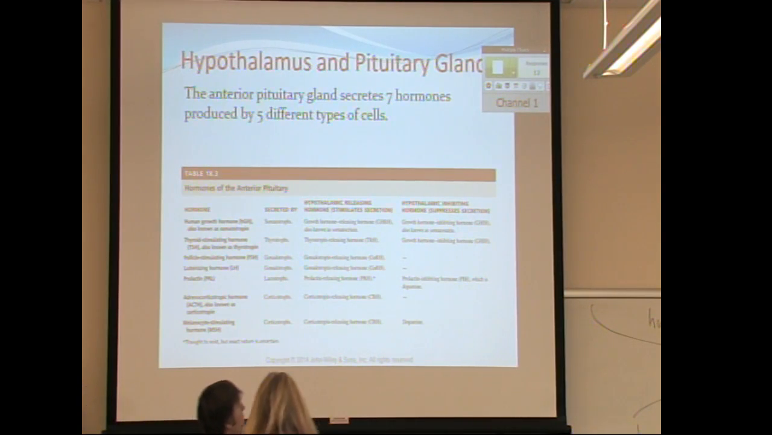Do you like this little star on the PRH? It says, thought to exist, but nature is uncertain. So they're like, we think it's there, but no one's ever found it or isolated it or anything.